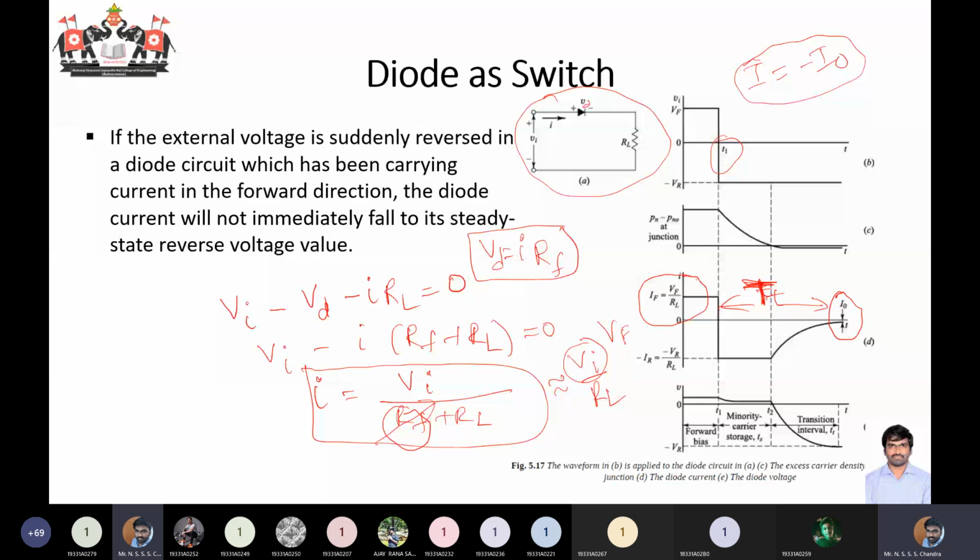So here in this PPT, what is written is: if the external voltage suddenly reverses in a diode circuit which has been carrying a current in the forward direction, the diode current will not immediately fall to its steady state reverse value. The voltage across the diode will also not change suddenly. In the last diagram, you can see that the voltage across the diode, which is very small, that is I into RF, is not suddenly changing to the supply voltage value minus Vr, it is taking some time. Why it is taking such a long delay, we shall see.